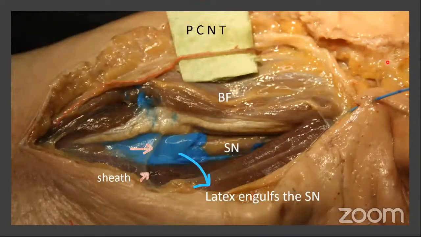Now you'll see that we dissected the posterior cutaneous nerve of thigh, and you can see the artery along it. Madhuri mentioned the infragluteal artery. So that was the infragluteal artery there, but then it branches, and this is a branch of the infragluteal artery which comes along with it.